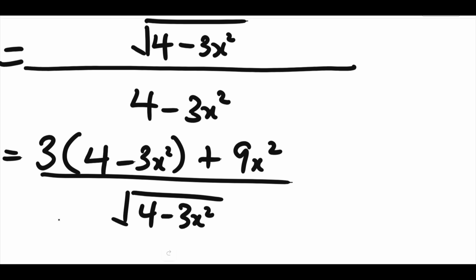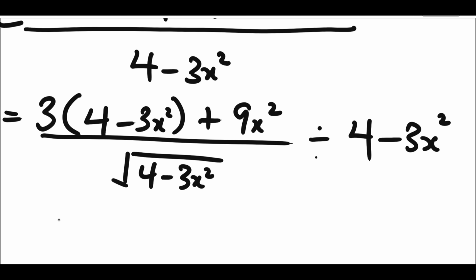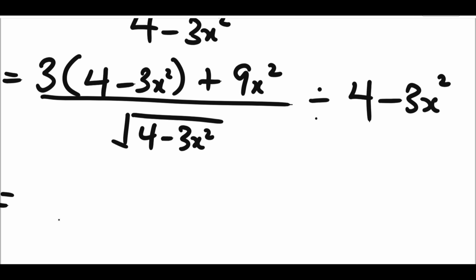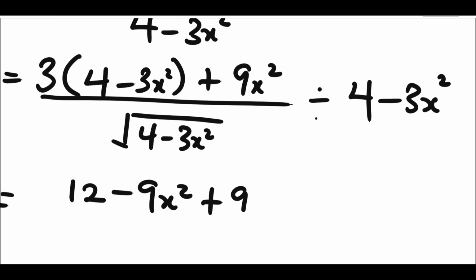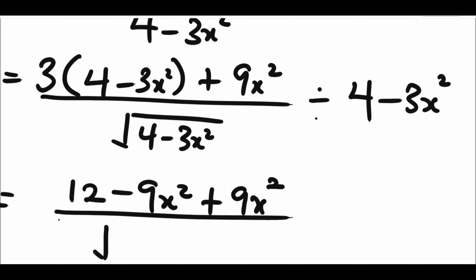All right. Now we have everything divided by 4 minus 3x squared, so we can write it as divided by 4 minus 3x squared. Let us continue to simplify the numerator. 4 times 3 will give us 12. Then 3 times 3x squared will give us 9x squared. Then plus 9x squared. All divided by the square root of 4 minus 3x squared.